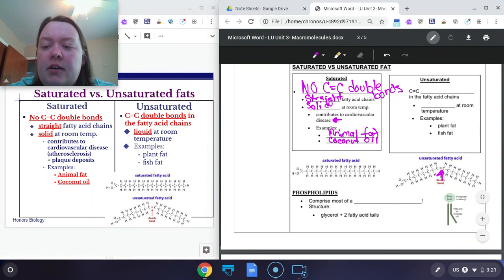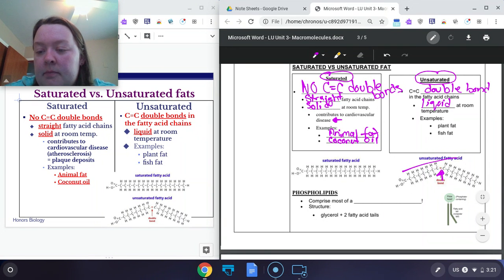An unsaturated fatty acid has carbon-carbon double bonds, at least one. And that means it is going to be a liquid at room temperature. The fatty acid itself is bent. It has a bent shape. Examples are going to be plant fats and fish fats, as well as things like olive oil, because they are liquids at room temperature. And these are going to be the healthier types of fats.